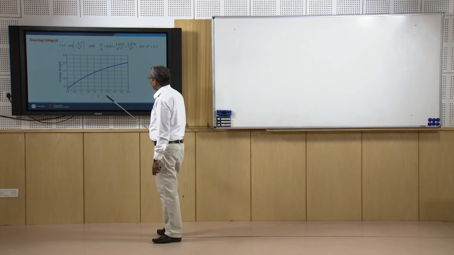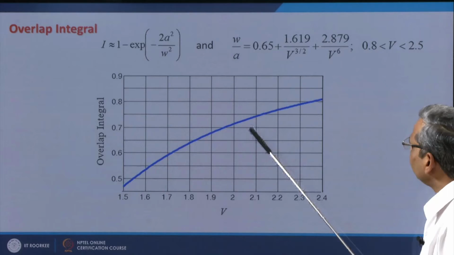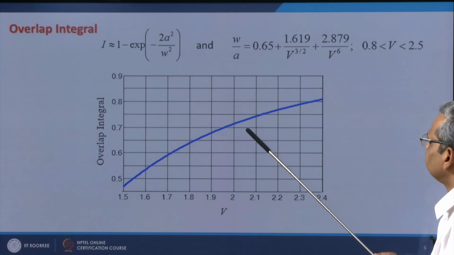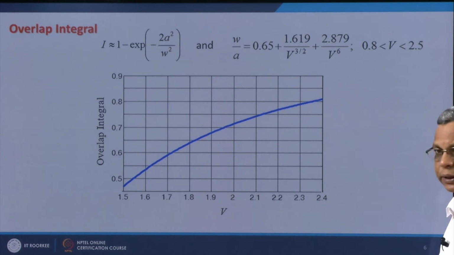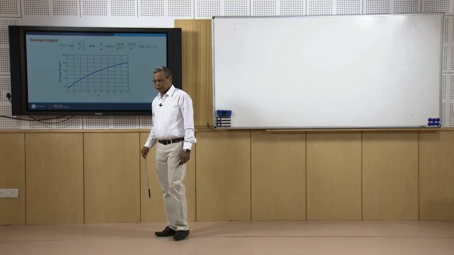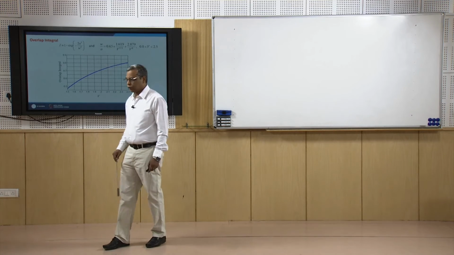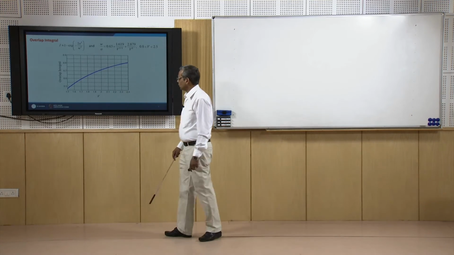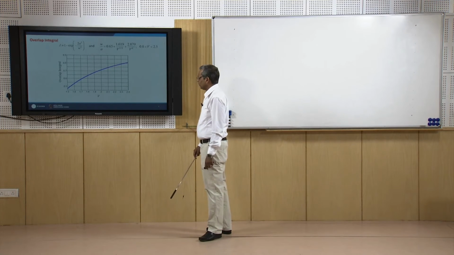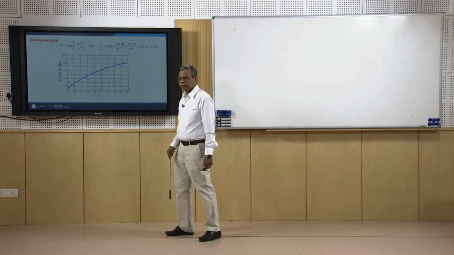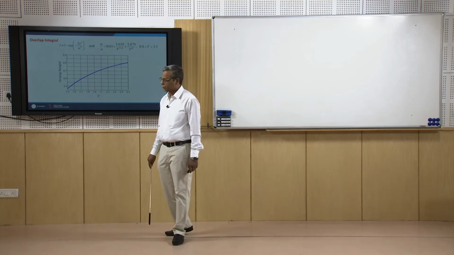Typically, between V of 2 and 2.4, the value of this integral is around 70% to 80%. So, there is almost 78% to 80% overlap between the modes via this short period grating or fiber Bragg grating. So, with the help of this, I can find out what is the strength of interaction.